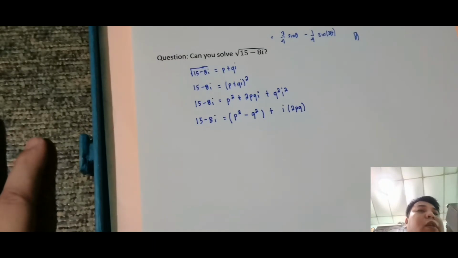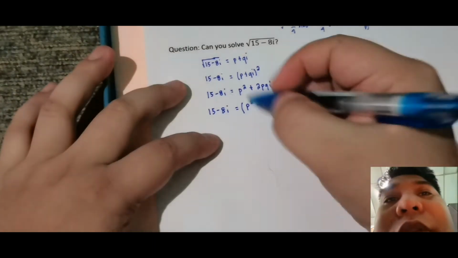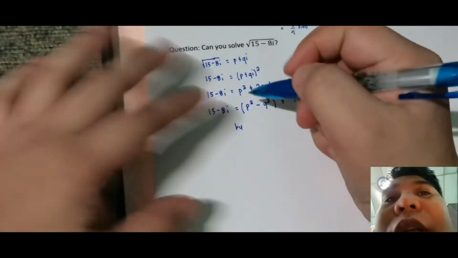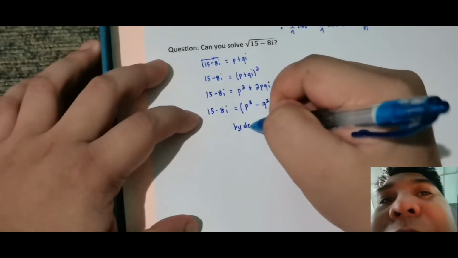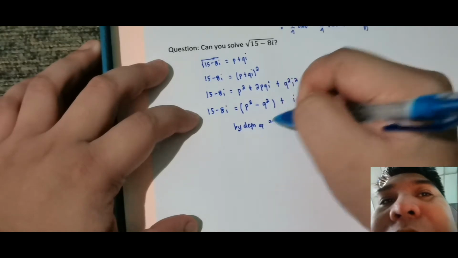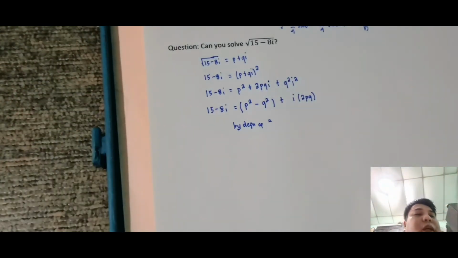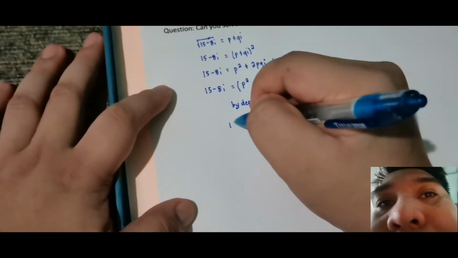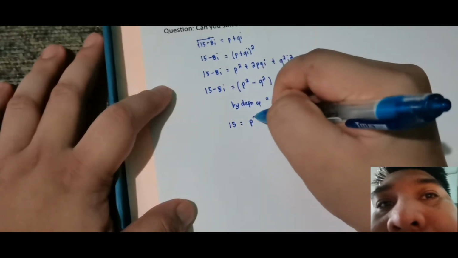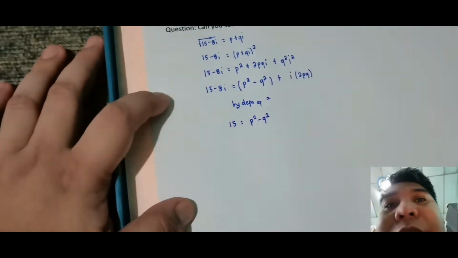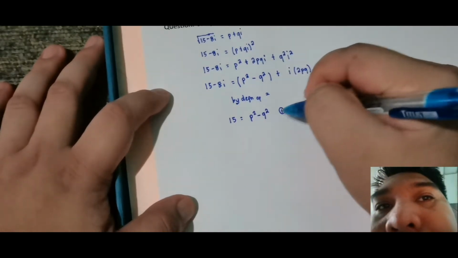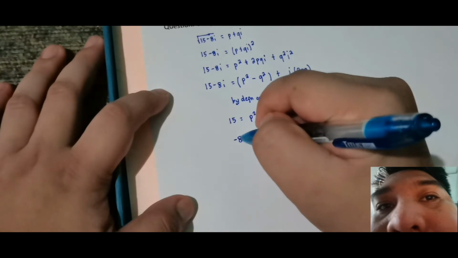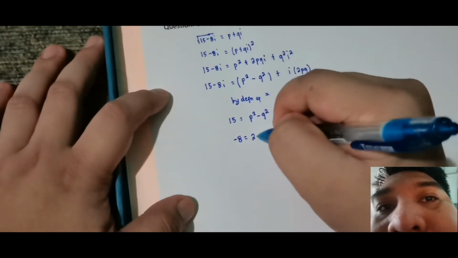Okay. Ngayon, naalala mo yung by definition of equal complex numbers. By definition of equal complex numbers, equate ko yung real part ng left side sa real part ng right side. Then, equate ko rin yung imaginary part ng left side sa imaginary part ng right side. Okay, so that is, una, we have 15 is equal to P squared minus Q squared. Okay, that is equation 1. For equation 2, we have negative 8, which is equal sa 2PQ.